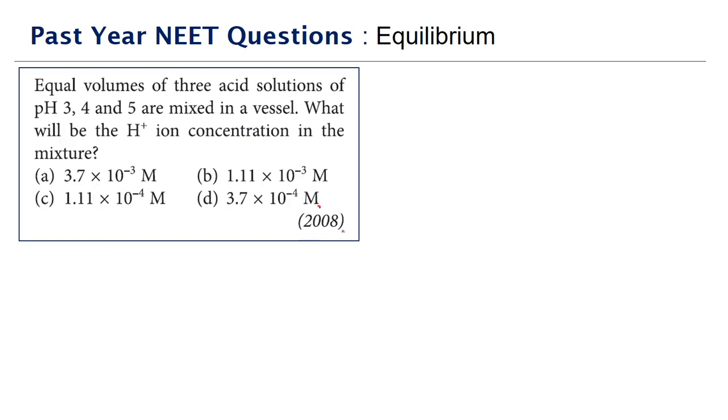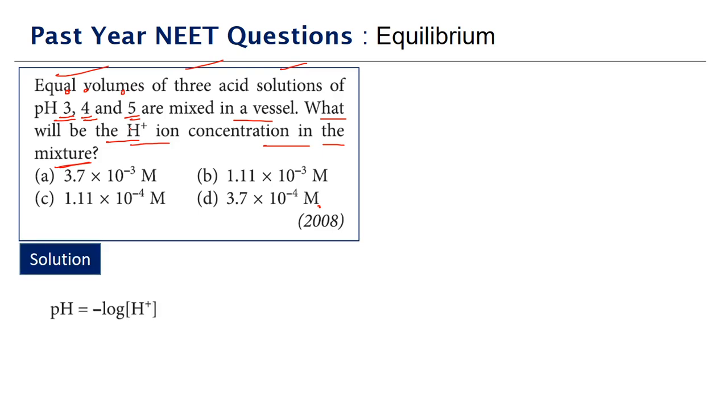Next we have another question based on the pH. Equal volumes of 3 acid solutions. Assuming we are at room temperature conditions, all the pH values are less than 7. So equal volumes of 3 acid solutions, pH 3, pH 4, pH 5, are mixed in a vessel. What will be the H plus ion concentration in the mixture? So we need to find the H plus ion concentration in the mixture.